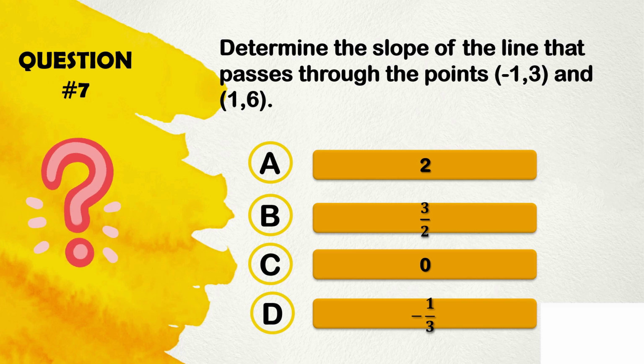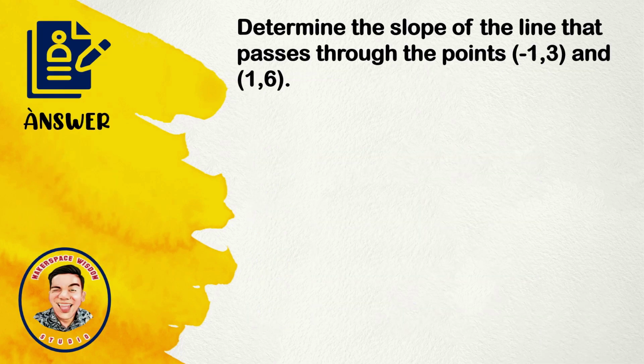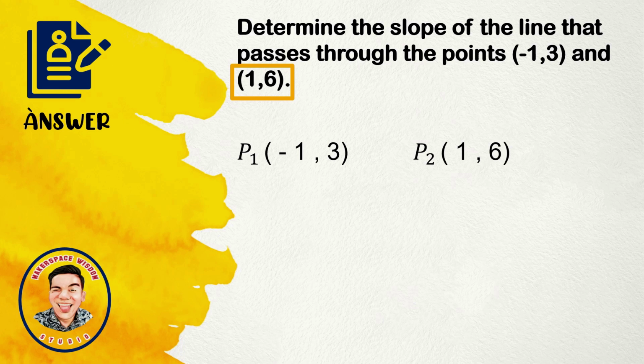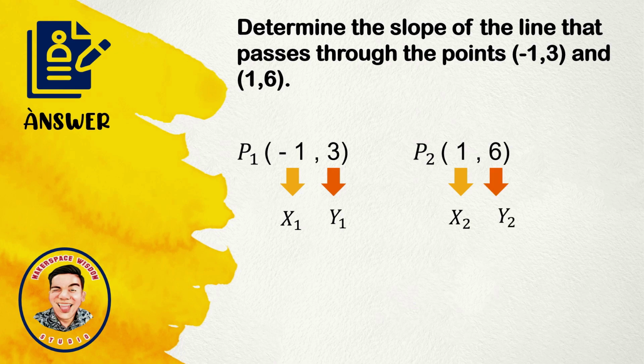Alright, time is up. Let's proceed and solve this given problem. Based on the given problem, we let negative 1 and 3 as our point 1 and 1, 6 as our point 2. In point 1, negative 1 will be the x sub 1, 3 will be the y sub 1, 1 will be the x sub 2 in point 2, and 6 will be the y sub 2. We will use the formula of the slope, which is equal to y sub 2 minus y sub 1 over x sub 2 minus x sub 1.